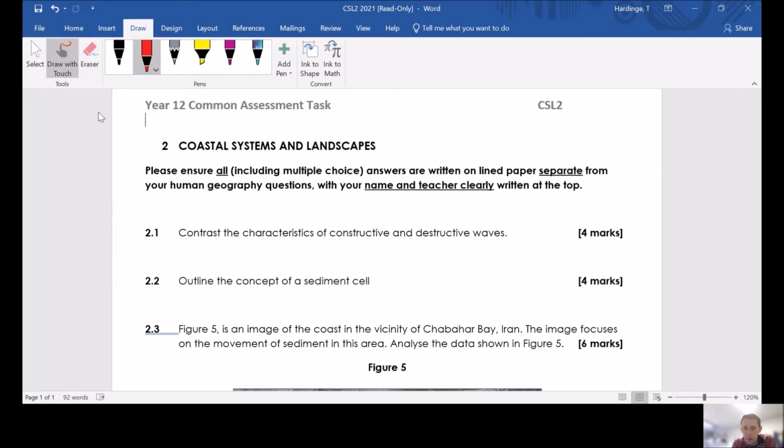Your second set of questions about coastal systems and landscapes. A couple of 4 markers and a 6 marker. I'm just going to talk you through how you should go about approaching each of these questions.